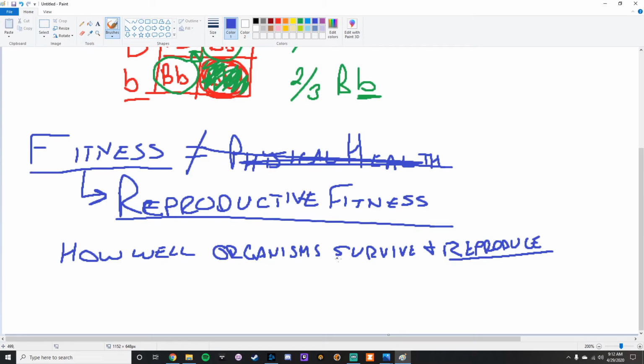Now, survival is not the only part of the fitness equation. Fitness also depends on the ability to attract a mate and the number of offspring produced per mating. So an organism that survives for many years but never successfully attracts a mate or has offspring has zero fitness, or low fitness.